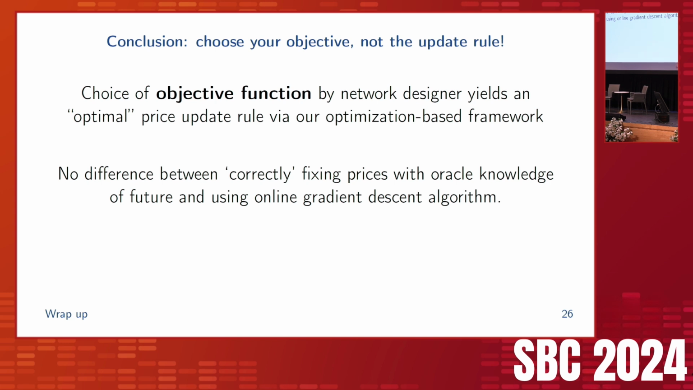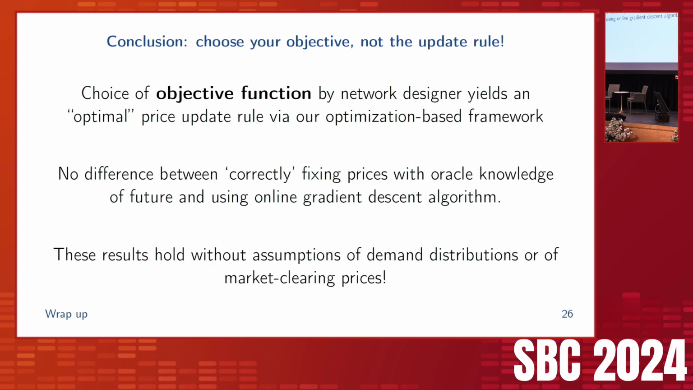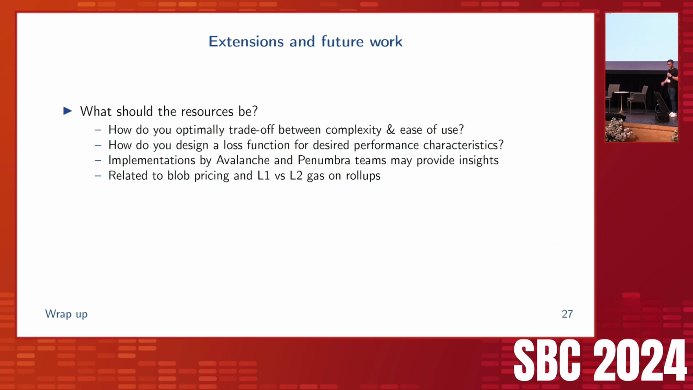Of course, there's no difference between correctly choosing these prices with an oracle that tells you what the future is, and then using these online gradient algorithms, and that's what we mean when we say they're optimal, that these things are zero regret as the time window gets large, and these results hold without any assumptions on distributions of demand or stochasticity or so on. So all these things are adversarial bounds.